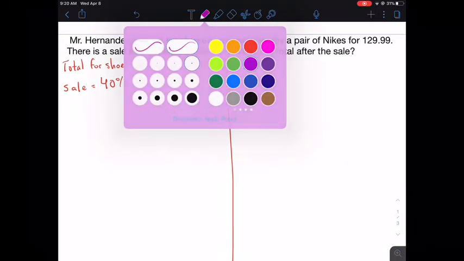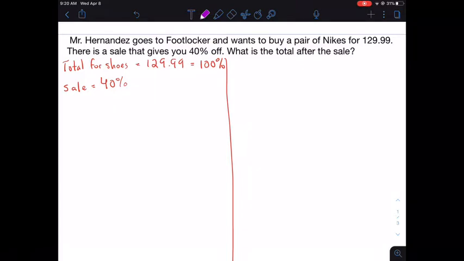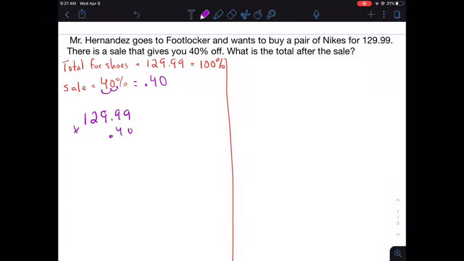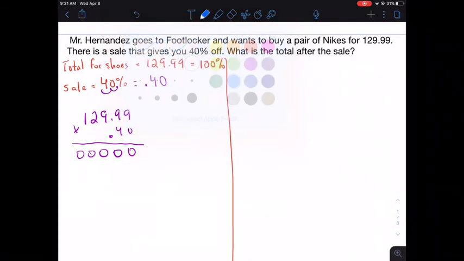So what you do is you change the percent to decimal. So move it 2 times to the left. 1, 2. This is my decimal. And what you do is you multiply the numbers. The total cost times the sale, times 0.40. Anything times 0 is 0. So 0, 0, 0, 0, 0. When you finish with the first number, add a 0 and you start with 4.